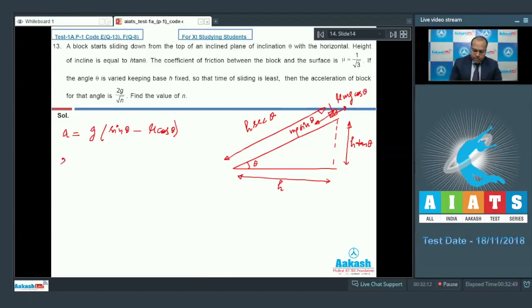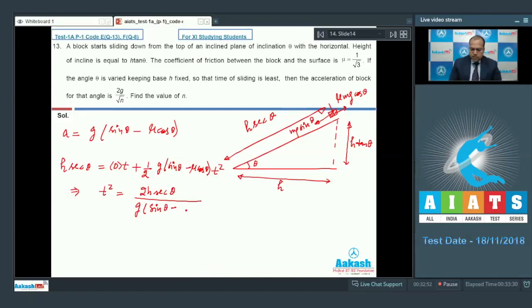So we can say that h sec theta is equal to ut, that is 0 into t plus half into a, that is g sin theta minus mu cos theta, that is the acceleration, into t square. So from here, the value of t square comes out to be 2h sec theta divided by g into sin theta minus mu cos theta.